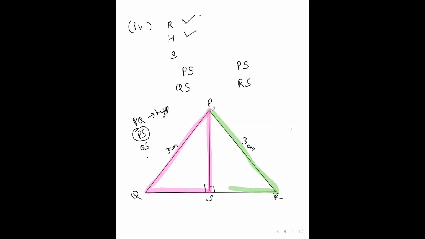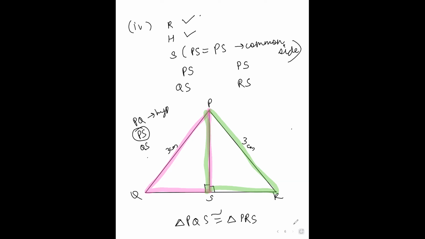Whenever we have a common side, we see that it's equal. Obviously, it's common. So PS is obviously going to be equal to PS itself. Yes. So the side is equal. PS is equal to PS, which is a common side. Right? So which triangle is congruent to which triangle here? PQS is congruent to triangle PRS. Very good. Triangle PRS.